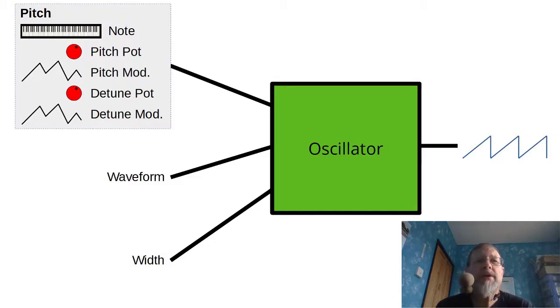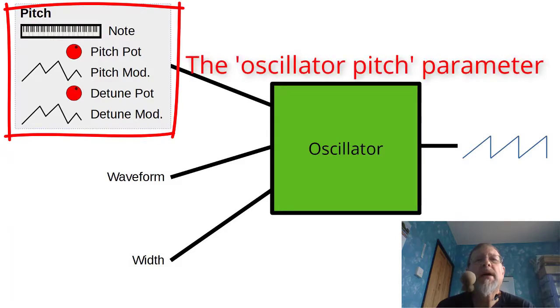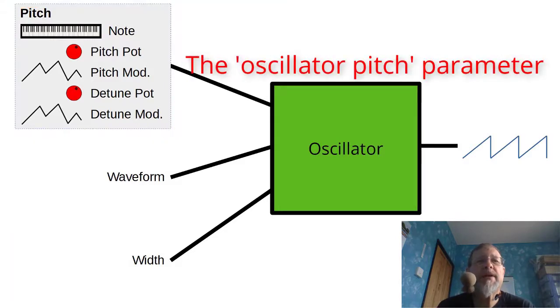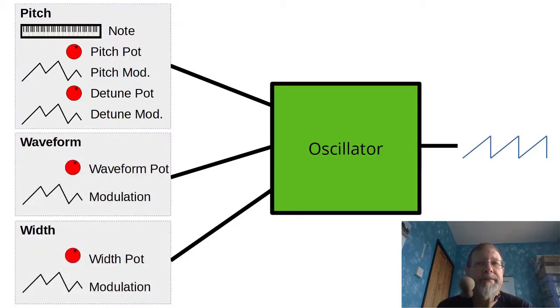So each input to the oscillator, or any other sound generation or shaping module, for instance the filter, I've called a parameter, just my name. So this is the pitch parameter, and the waveform parameter, and the width parameter.